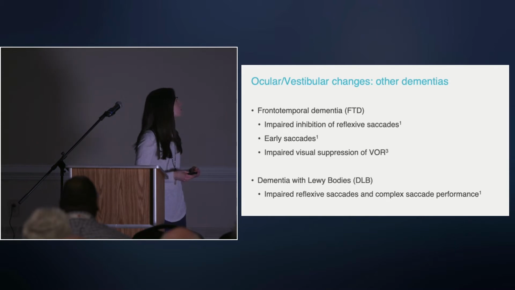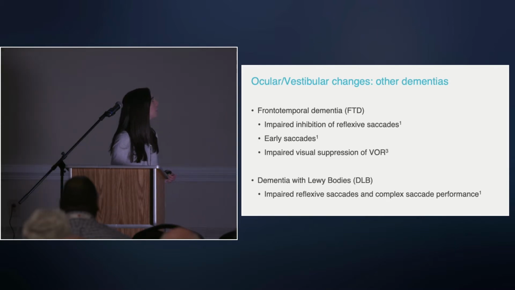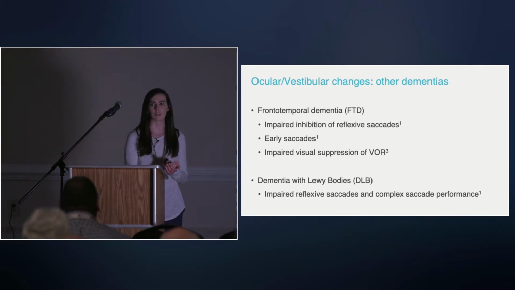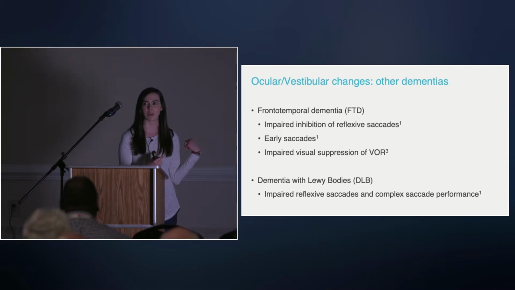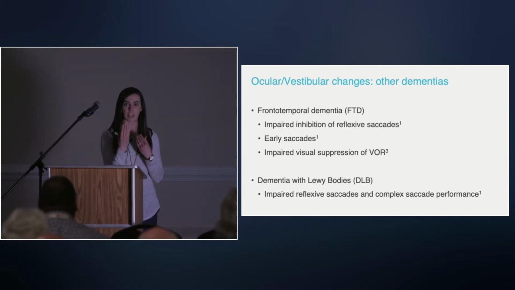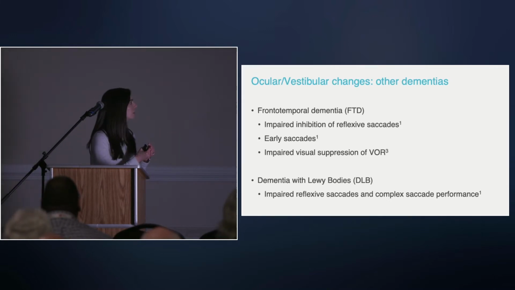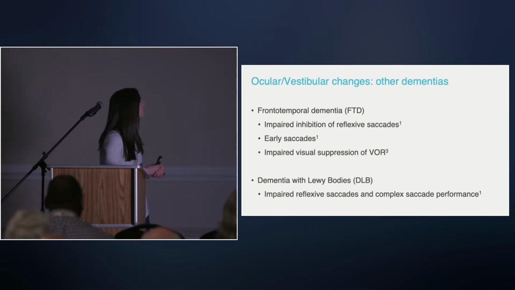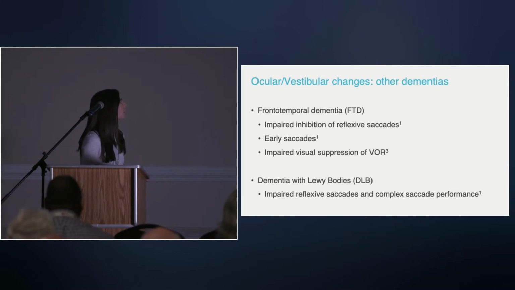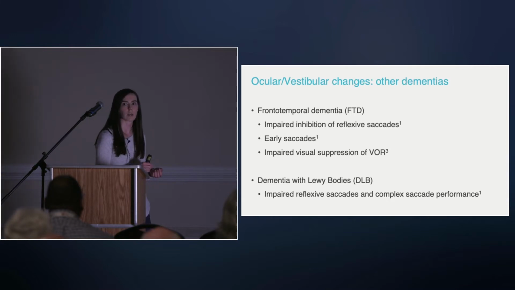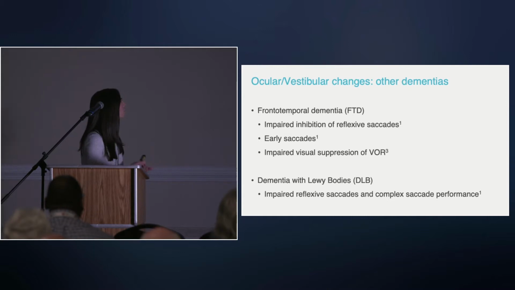Okay, for the other types of dementia, so for frontotemporal dementia, we're looking at impaired inhibition of reflexive saccades. It's a lot of words. Picture that I'm having a conversation with you and there's a dog barking beside me. I might have a hard time paying attention and keeping my eyes on you. My eyes are constantly wanting to flick over to that dog that's barking, and again, that has to do more with the frontal lobe involvement. There's going to be early saccades and then impaired visual suppression of the VOR. So again, if I want to turn my eyes with my head, I might have a hard time getting my eyes to move with me.